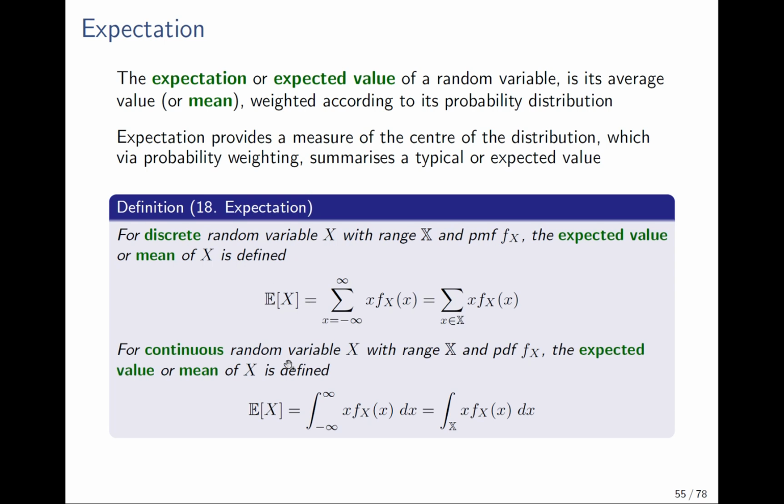For a continuous random variable x with a PDF f of x, the expected value or mean is exactly the same principle, but this time, of course, we're going to have to use integration because we're dealing with a continuous random variable. So it's the integral of x times the PDF of x over all possible values of x, which again gives us the average value weighted according to the probability distribution. That's what this integral is going to give us.